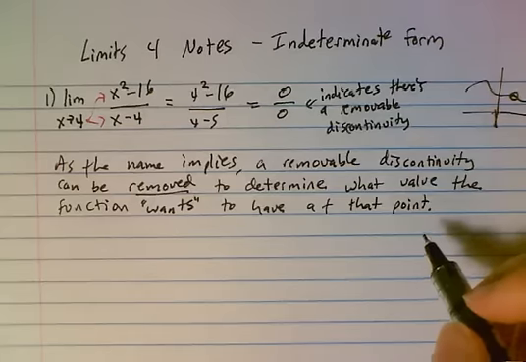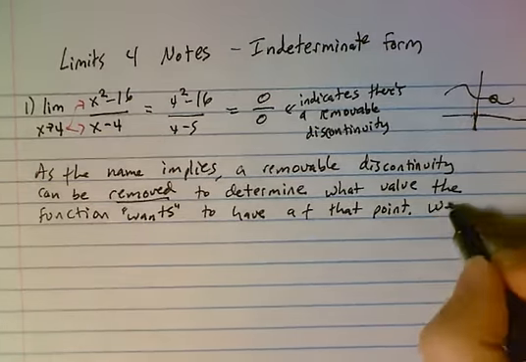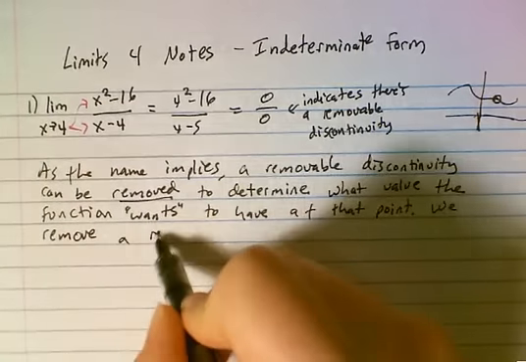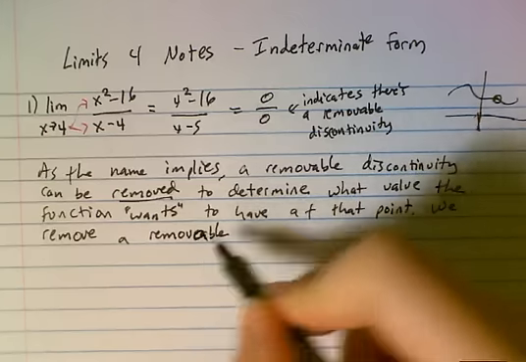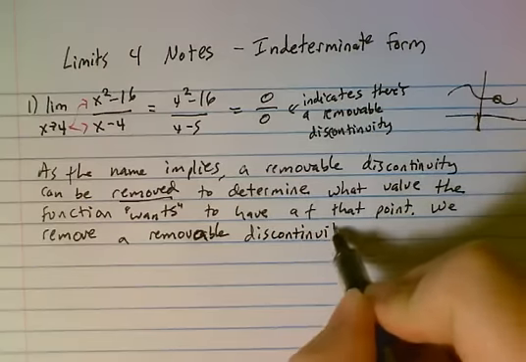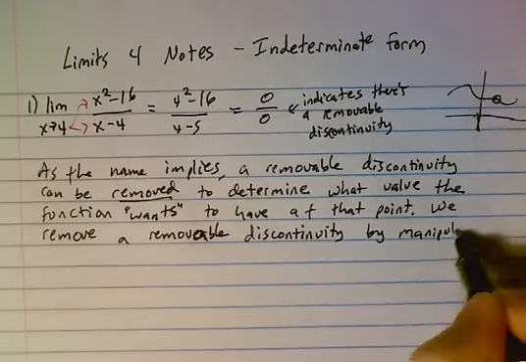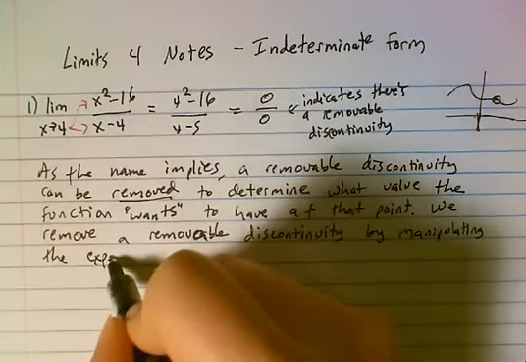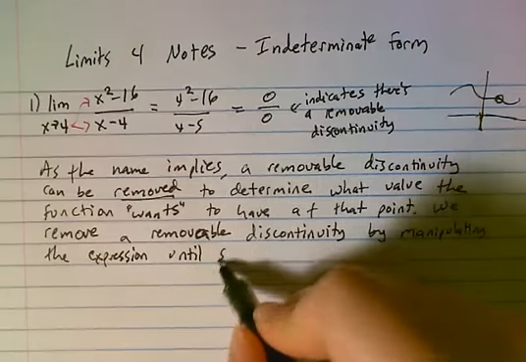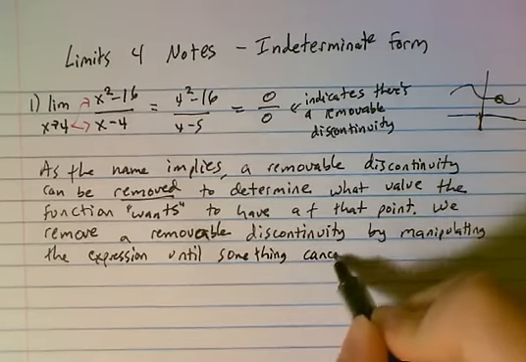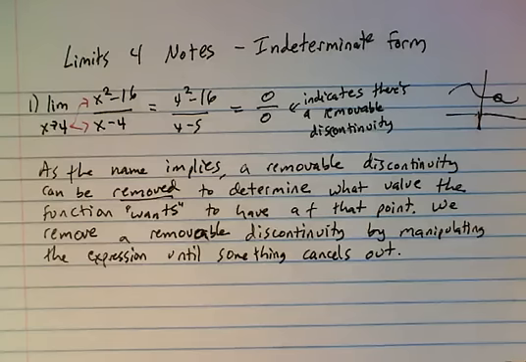We remove a removable discontinuity by manipulating the expression until something cancels out. You see, for each function that has a hole or a removable discontinuity in it, the function behaves just like a function without that hole, except at one point. So if we can find the equation that behaves like the function with the hole, we can then substitute for x to find the limit.